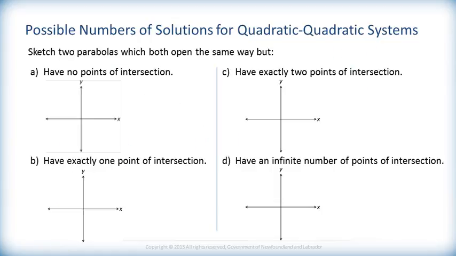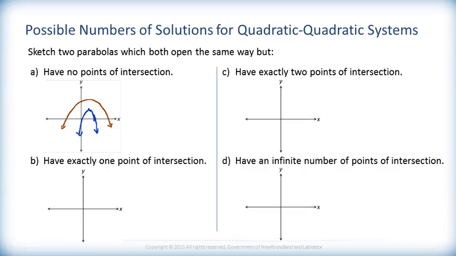Here's a little exercise. Sketch two parabolas which both open the same way but have no points of intersection. So I'll have, for the first one, my two graphs opening downward. I will sketch one graph, something like that, and another graph with its vertex below the vertex of the first one, but I'll also make it narrower, so there's no way it can ever catch up with the other graph and intersect it. So that's one possibility there.